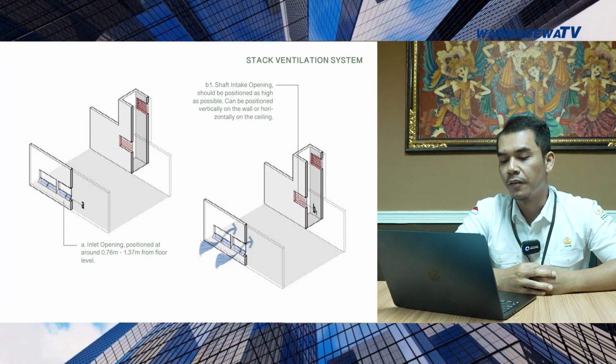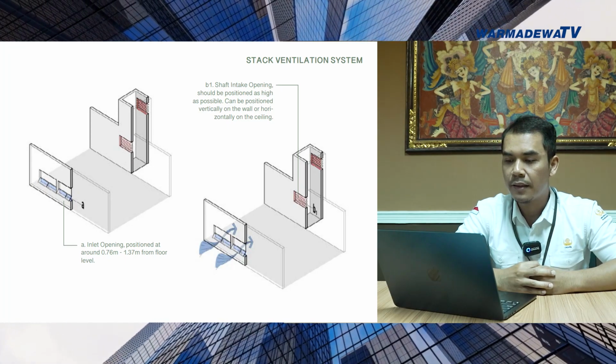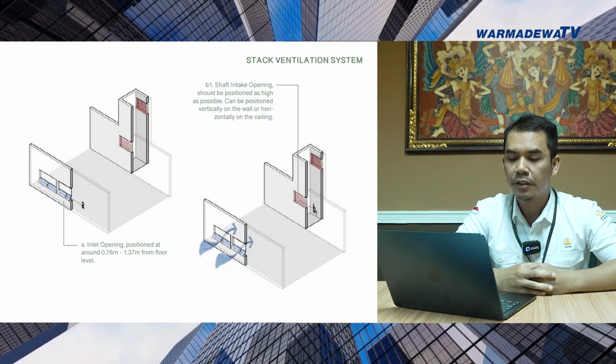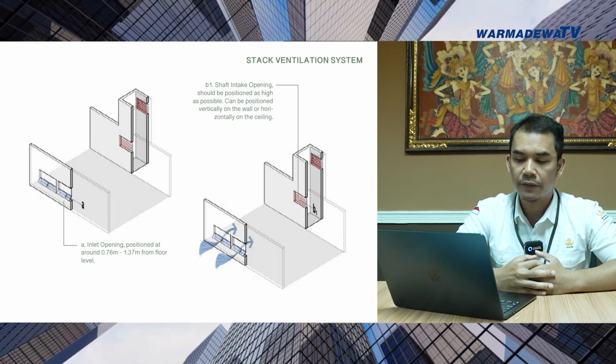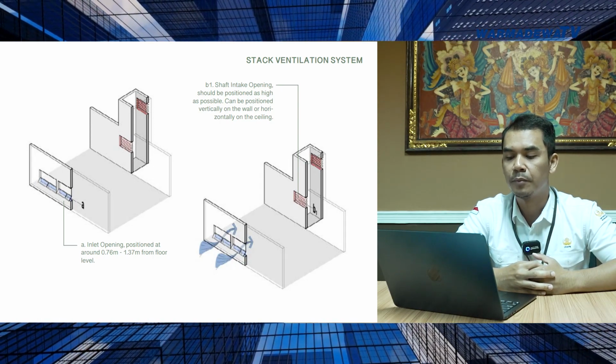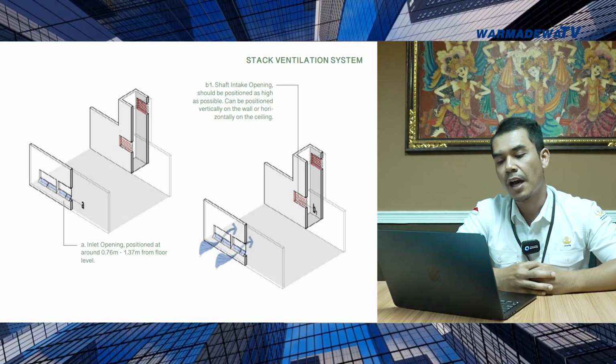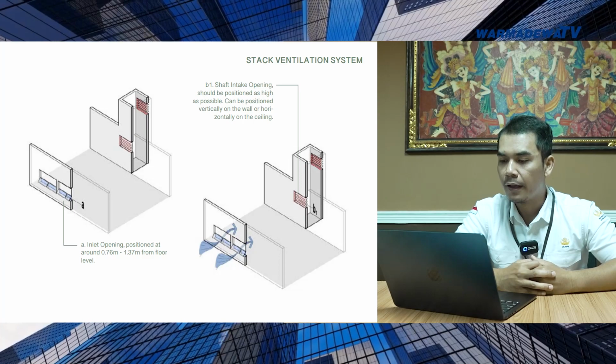If you look at the image on the presentation slide, you can see that A shows the inlet opening, positioned normally around 0.76 meters to 1.37 meters from floor level. This height is basically the average height of a human torso.